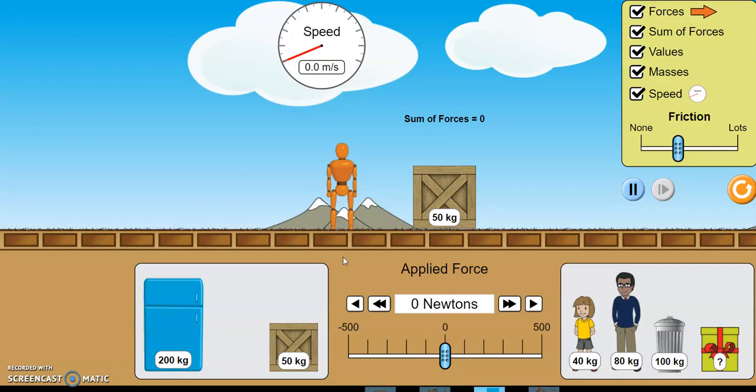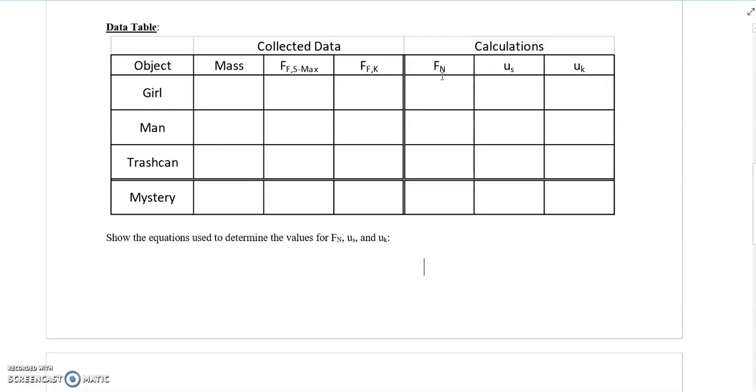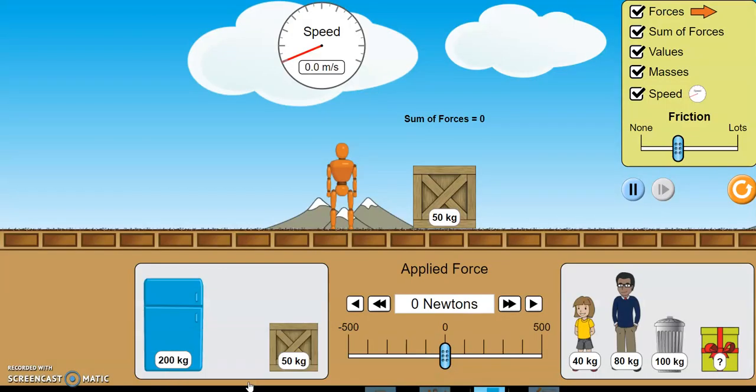I want to do a quick video walkthrough of what we're trying to do here on our mini lab with friction. We have this data table. We're looking to determine the normal force, static, and kinetic coefficients. So let's take a look. Let's take this trash can and walk through what we're going to try to do here with this activity.